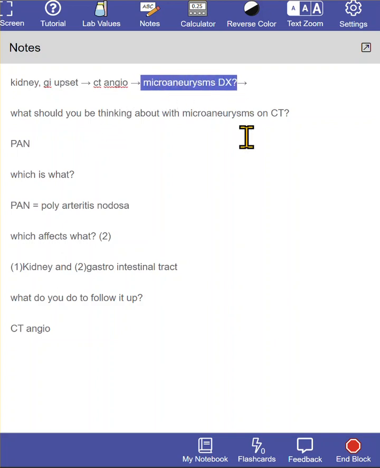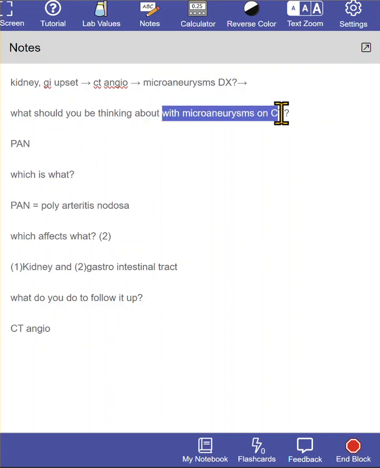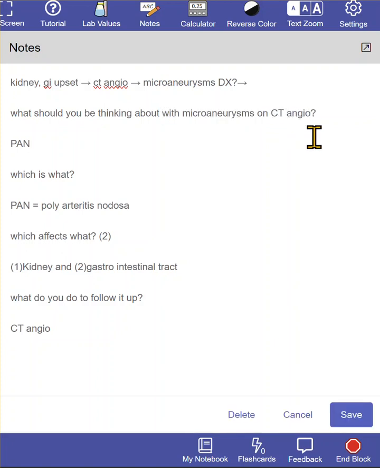angiogram you see microaneurysms. That's what you'd be thinking about with microaneurysms on CT angio. You should be thinking about PAN. What is PAN? Polyarteritis nodosa. So what does polyarteritis nodosa affect? It affects the kidneys and the gastrointestinal tract. Okay, so that's a coupling that you should make in your mind.